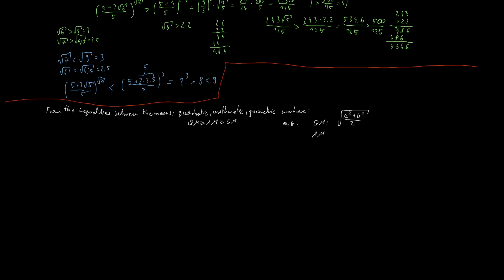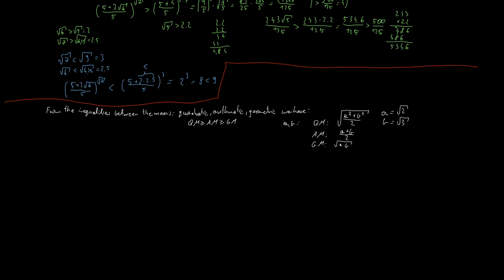Arithmetic mean is a plus b divided by 2. And geometric mean means square root of a times b. For our case, let a be square root of 2 and b be square root of 3.